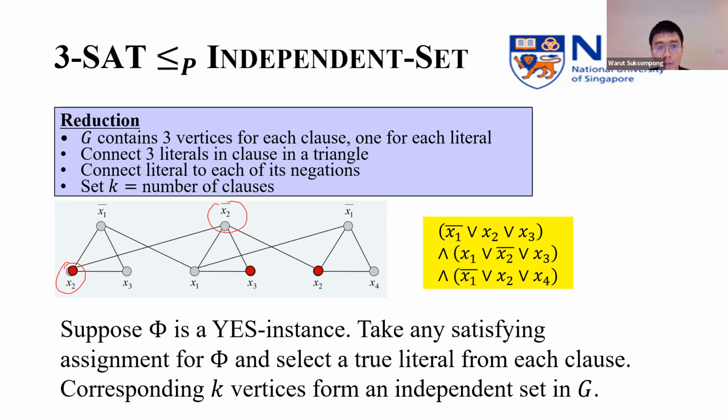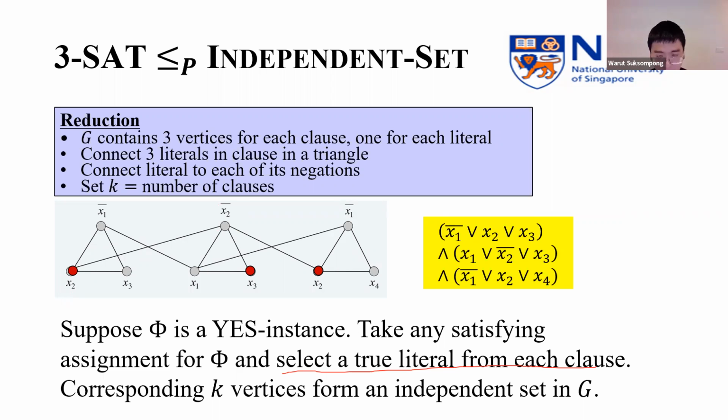I see. Okay, just curious. For this particular example, if let's say x4 is also set to true, then wouldn't that not be an independent set anymore? Right. So when we choose the k vertices, we just choose one. When we say select a true literal from each clause, if there are several of them, we just select one. So in one class, we just choose one.